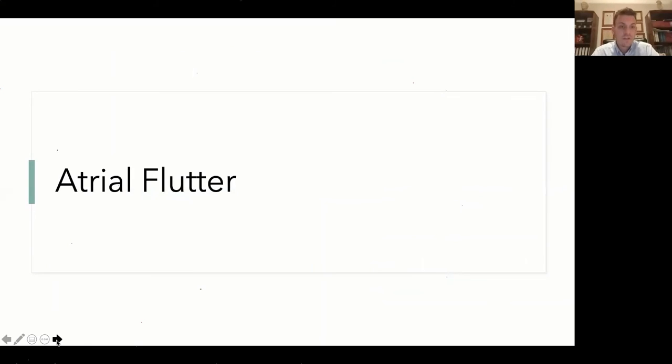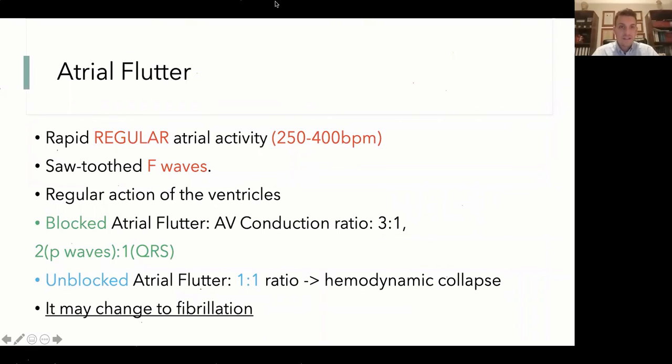Let's talk about atrial flutter now. Now, this is why I wanted you to remember that atrial fibrillation is irregularly irregular, because atrial flutter has regular atrial activity, with regular P waves, okay? So we will separate this into blocked and unblocked atrial flutter. Blocked atrial flutter means that the AV node allows every second or third P wave to form a QRS.